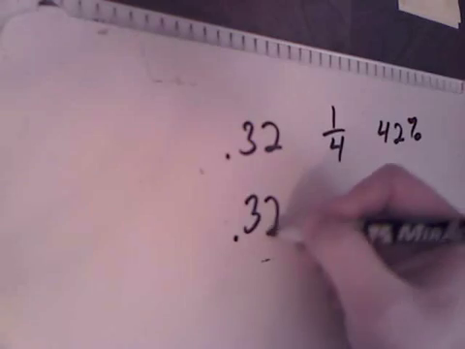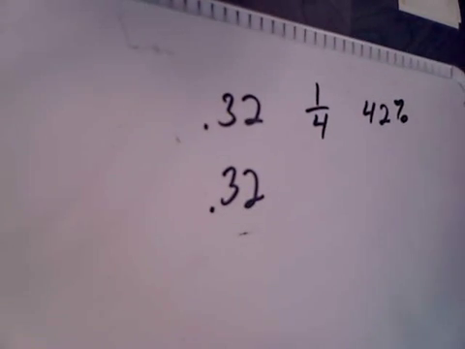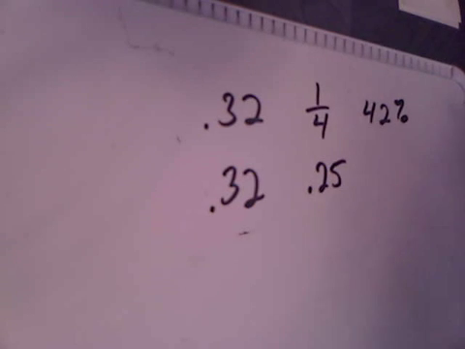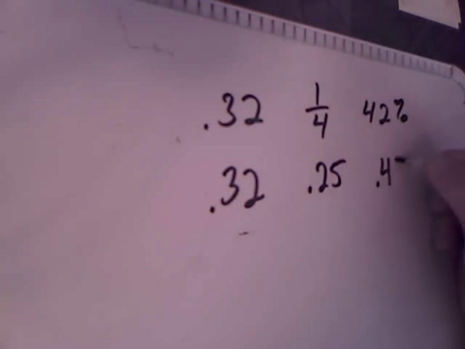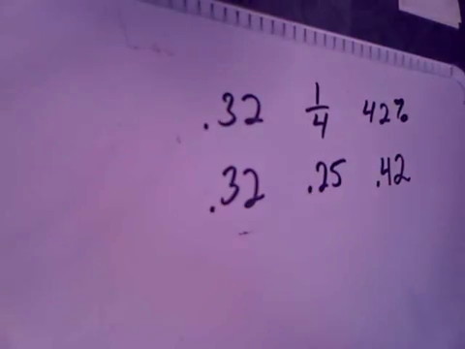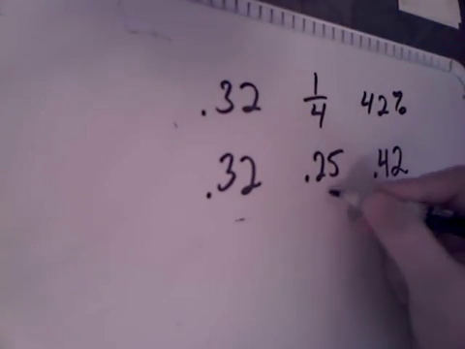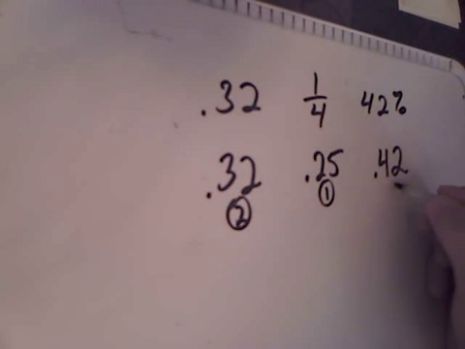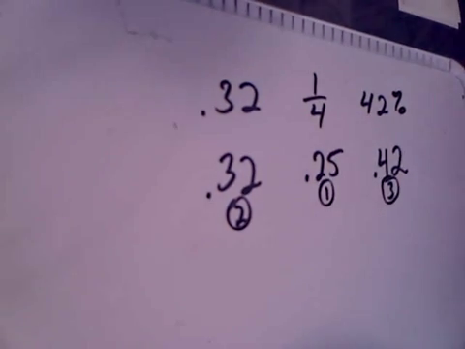0.32 would remain 0.32. 1/4, we have to convert that to a decimal. And of course we know that when we divide 1 by 4, we're going to get 0.25. 42% is going to become 0.42. And what we're going to notice is that the smallest number here is 0.25. The next number is 0.32, and the next biggest number is 0.42.